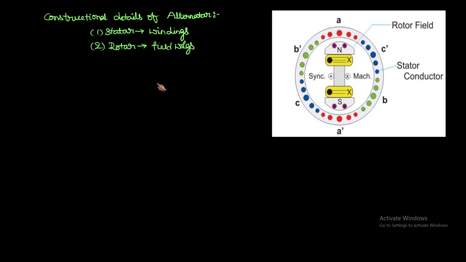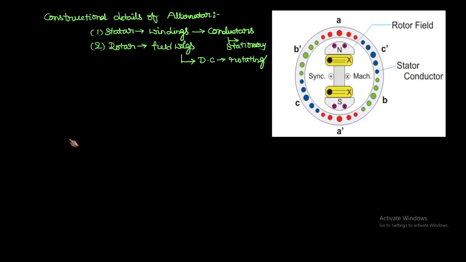The stator has the windings, meaning it carries the conductors. I already told you that these conductors are stationary. Next, the field windings are excited by a DC source and they are rotating. This is the basic principle of the alternator.